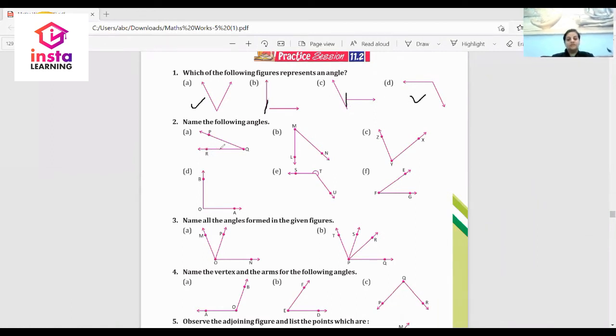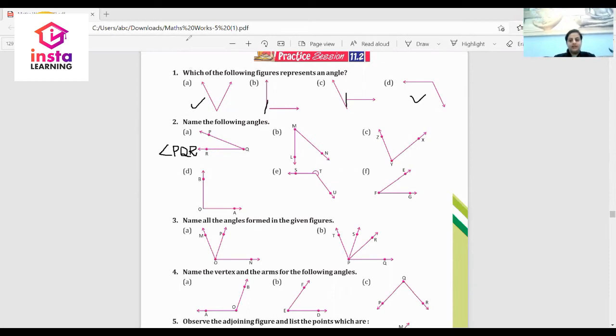Name the following angles. You have to name it. You have to keep the point in between, like P. It is like the sign. The sign can be made like this. This is the sign of angle. And then you will write P, Q, R. Okay. And RQP is also an angle like this.